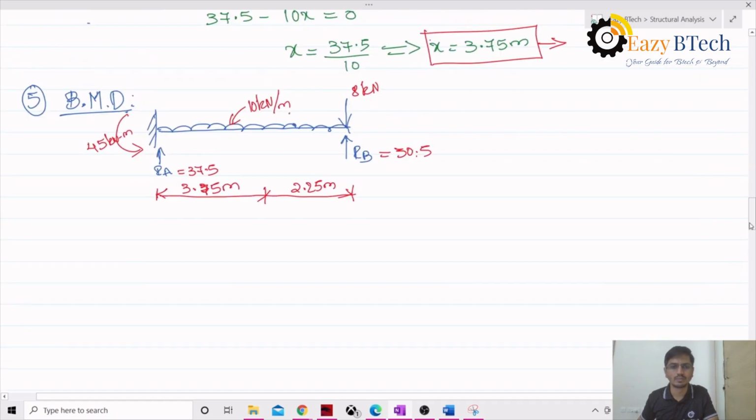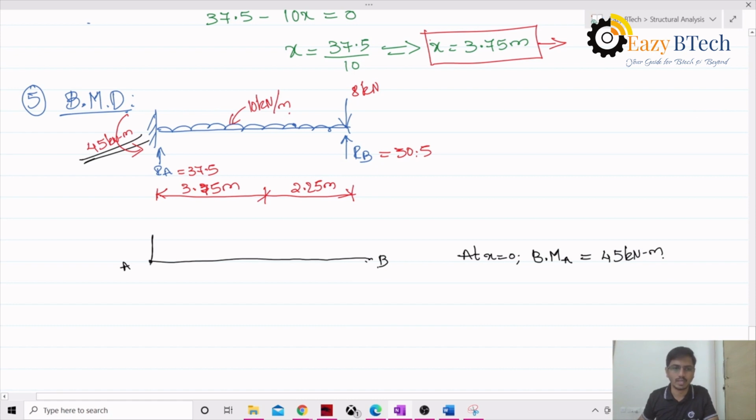Okay. Now, first of all, I will draw the beam. This is my point A. At point A, at x equal to 0, my bending moment will be the same as the moment which we have got in the reactions, that is 45 kilonewton meter. So there will be a straight line, 45 kilonewton meter. Now at point B obviously it will be 0.